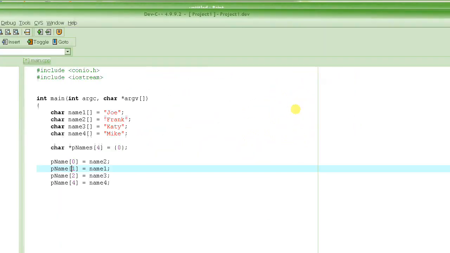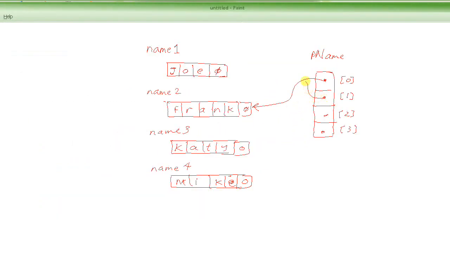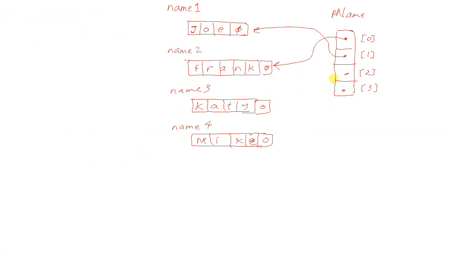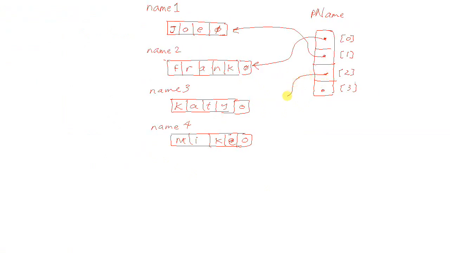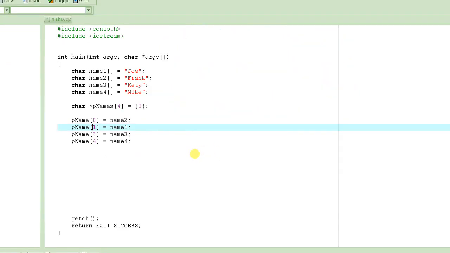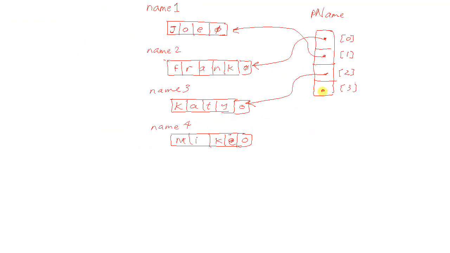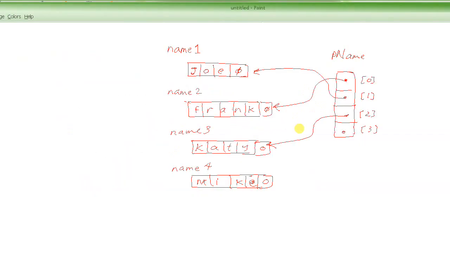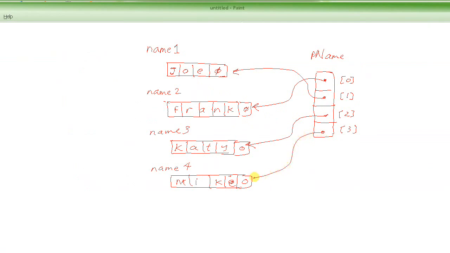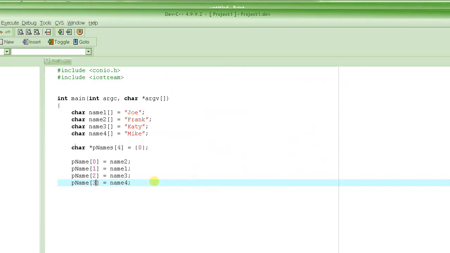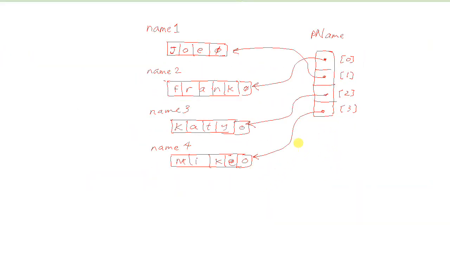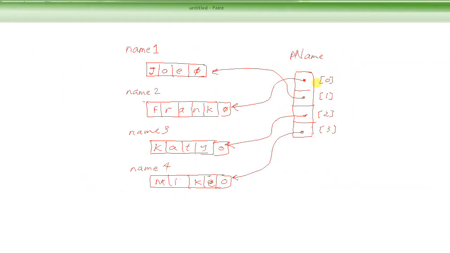Then the address of name1, we are storing it in here. That will make it point here, and then name3 to pname of 2 like this, and then name4 to, sorry, I wrote 3 here, right here. As soon as we assign name4 to the third element, it will start pointing right here. So now if you access this array one by one, they will be in sorted order.